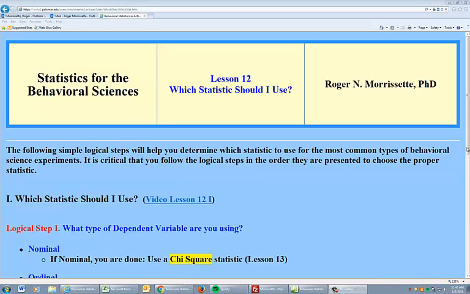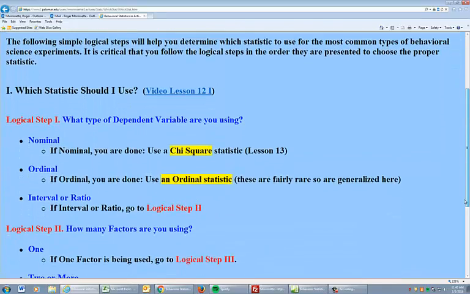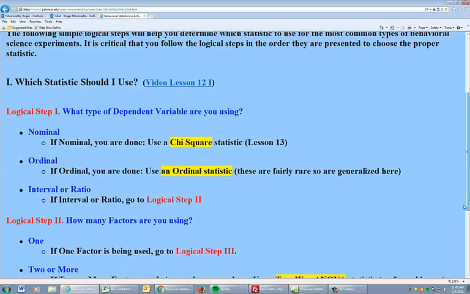There are 3 logical steps to figuring out which statistic to use. And again, I'm going over the 5 most common types of statistics. There are hosts of different, more complex statistics that we're not covering here. But there are 3 logical steps.